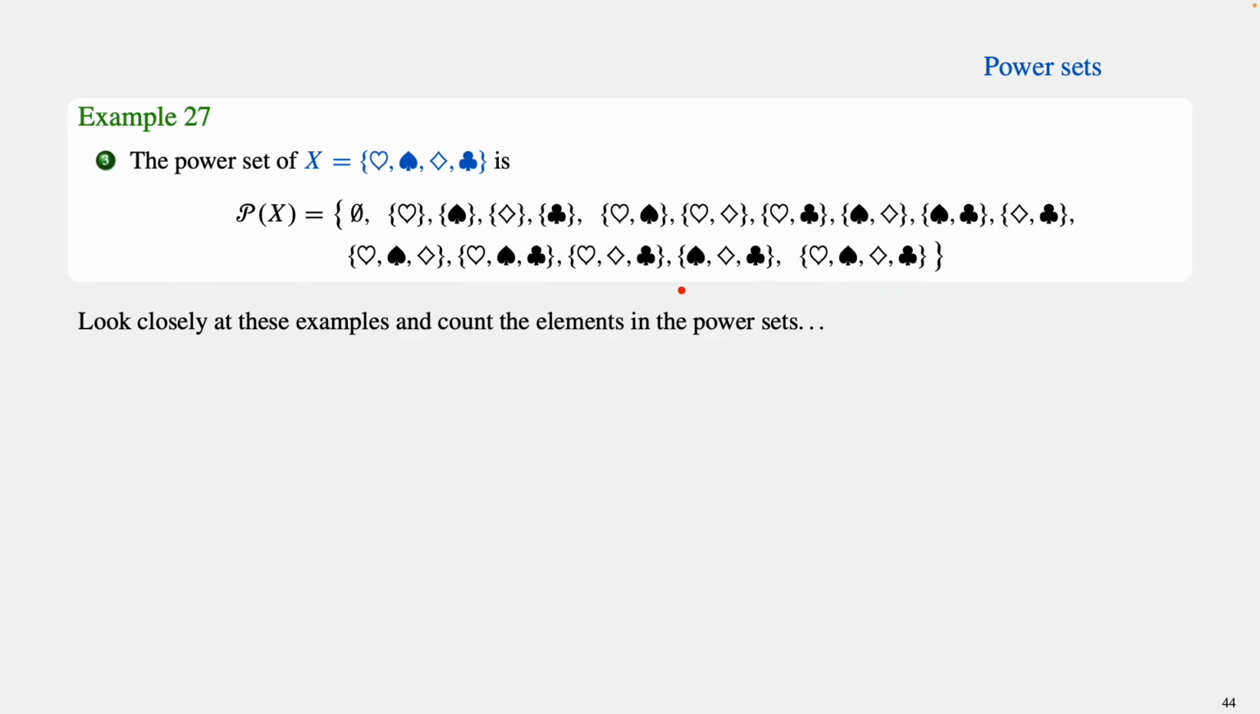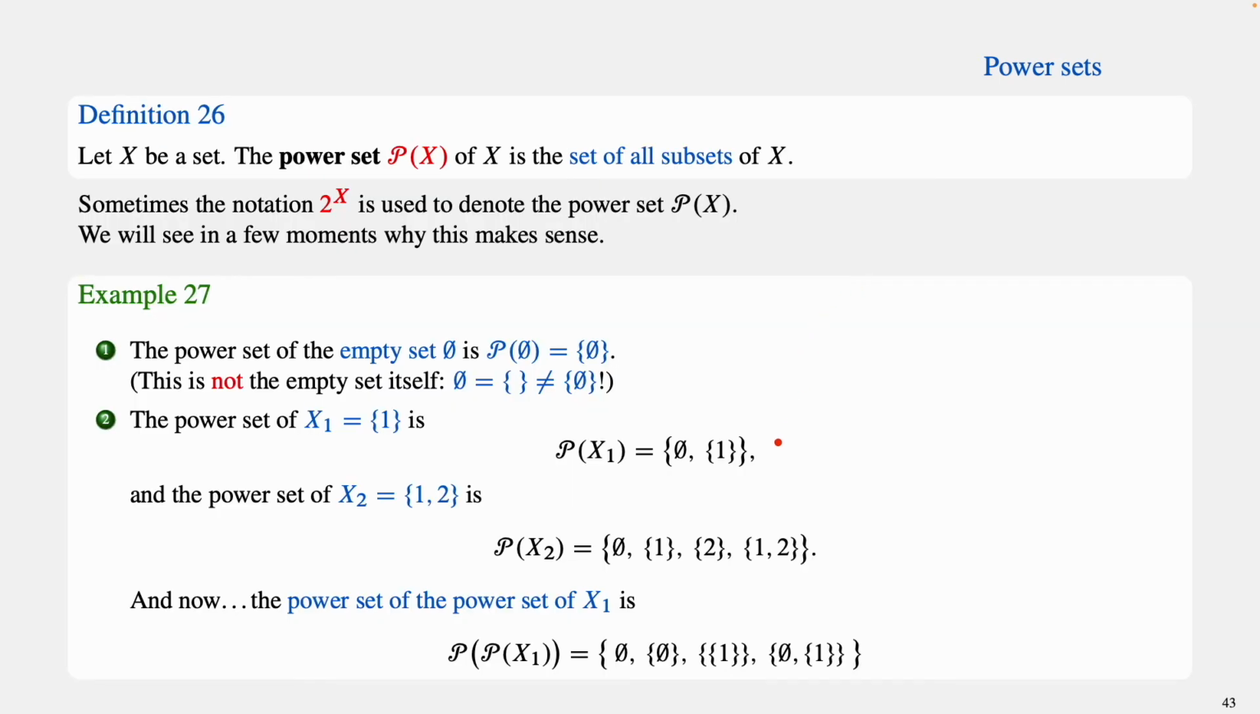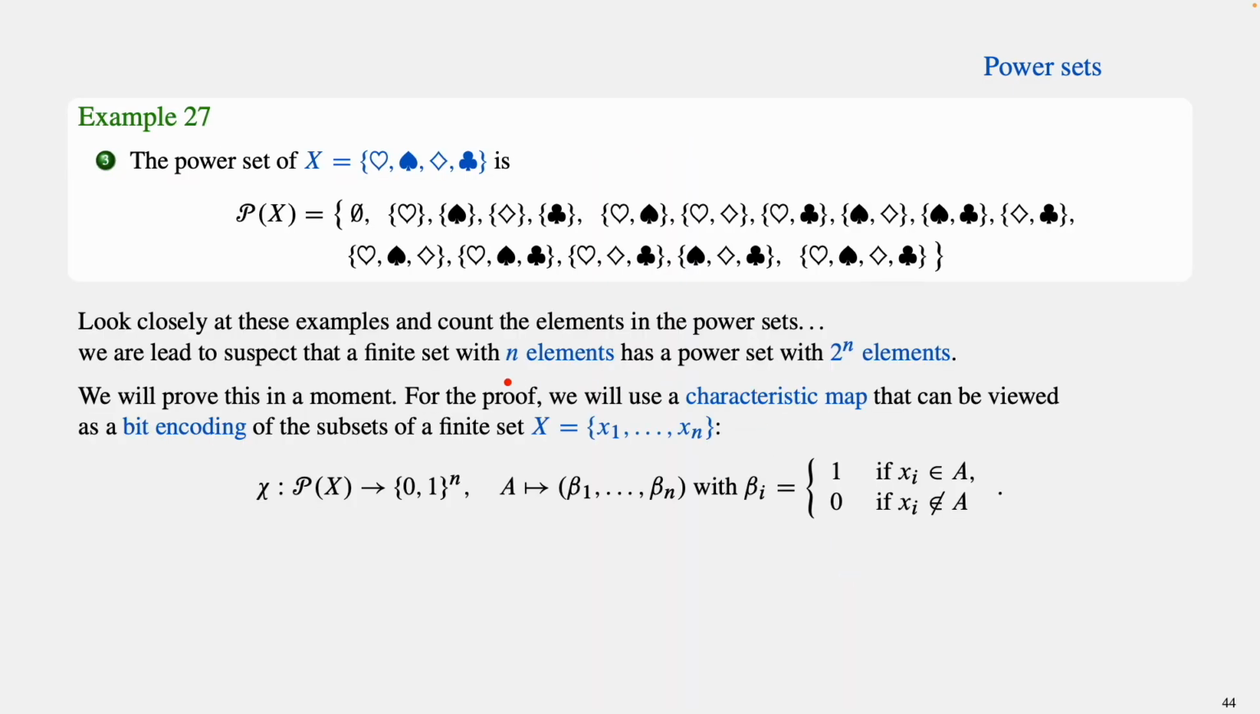Now, if we look at this example, if we count the elements here, we have 1, 4, 6, another 4, and another 1. So these are actually 16 elements. And maybe let's quickly go back to the previous ones. Here we had 0 elements in the empty set and get 1 element in the power set. Here we had 1 element in the set and get 2 elements in the power set. Here we had 2 elements in the set and we get 4 elements in the power set. So these examples might lead us to suspect that a finite set with n elements has the power set with 2 to the power of n elements. And we will in fact prove this in a moment.